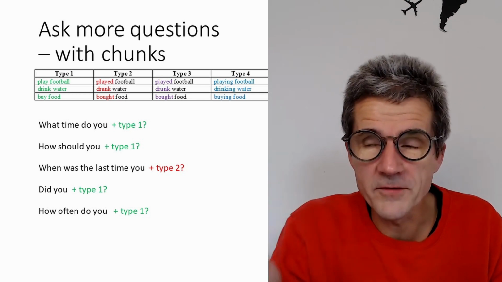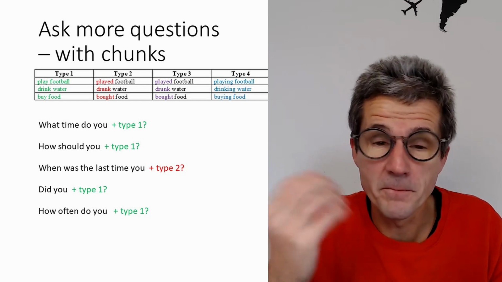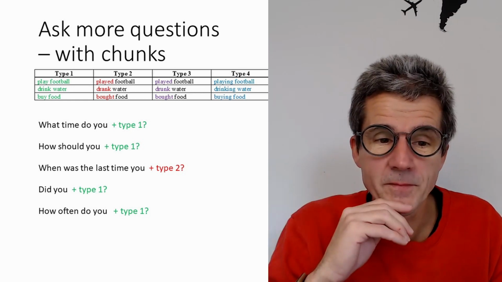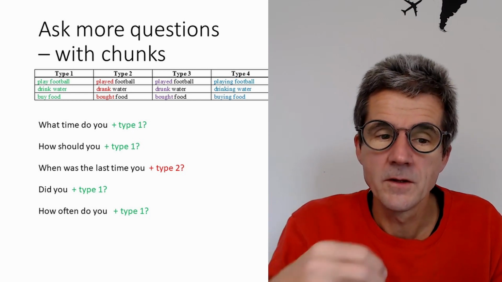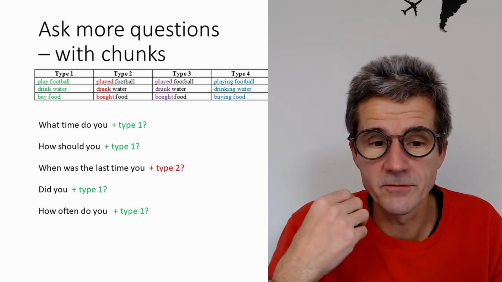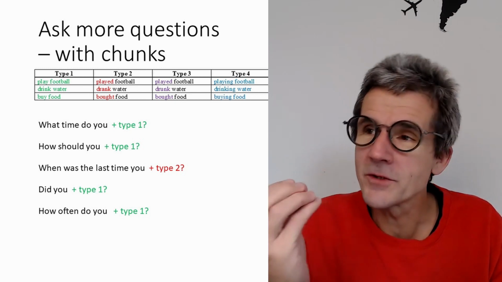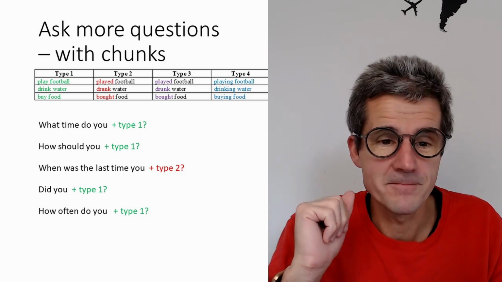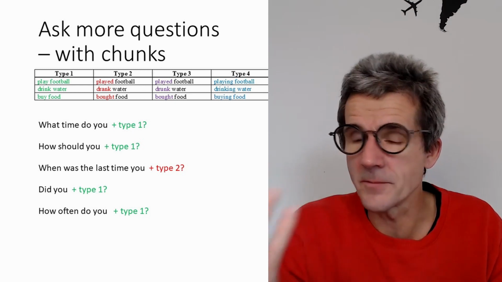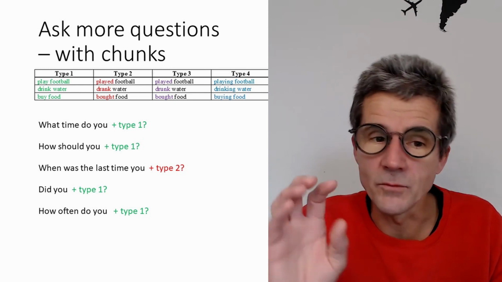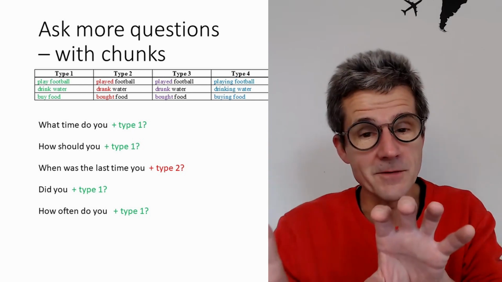How should you drive in the city? How should you prepare curry? So there's some examples. When was the last time you? So this one takes a type 2. When was the last time you brushed your teeth? When was the last time you drove your car? When was the last time you went on holiday? Did you plus type 1. So did you tells us it's about the past. Well, we use a type 1 after it. So in English, we have this pattern of past, type 1.